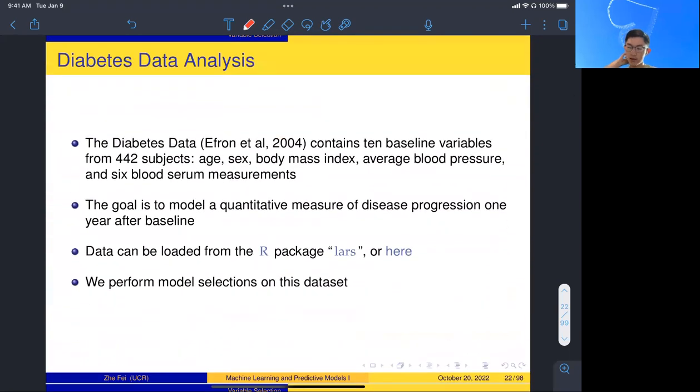So let's take a look at a data example of how these methods can be applied. For this diabetes data, we have 10 baseline variables, P equal to 10. It is not a high dimensional case, but it is for illustration purposes.